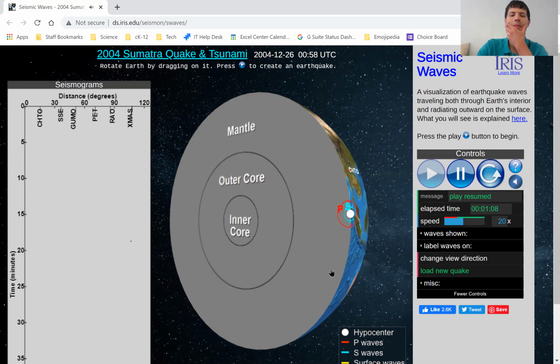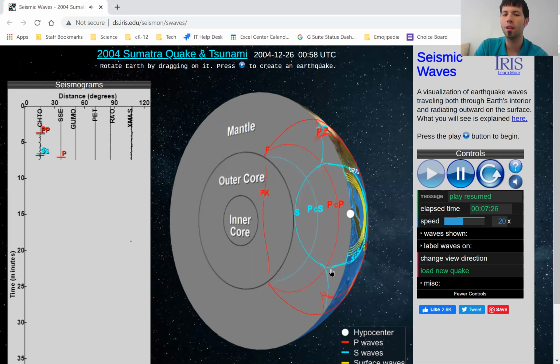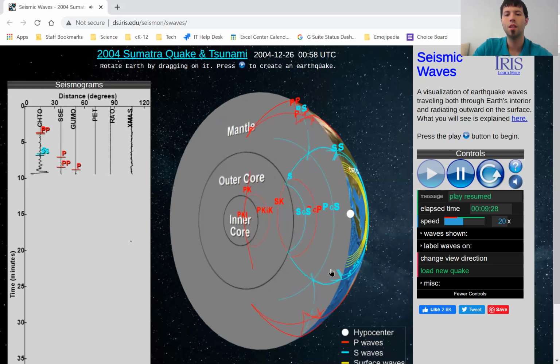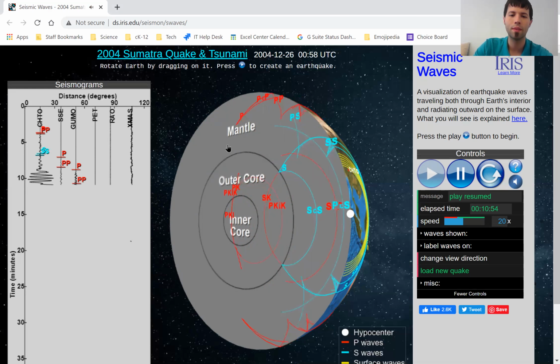So here, remember the P waves are the first earthquake waves to come out of an earthquake, quickly followed by the S waves. P waves are compressional, which means that they can travel through liquid. S waves are transverse, which means they cannot travel through liquid. That's important because not all of the Earth is solid. Some of it is liquid. You see these blue S waves cannot penetrate the outer core.